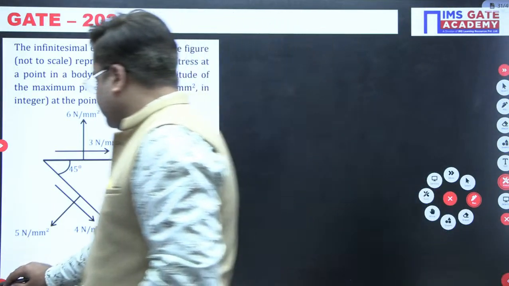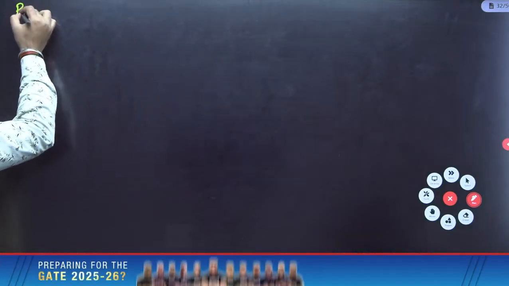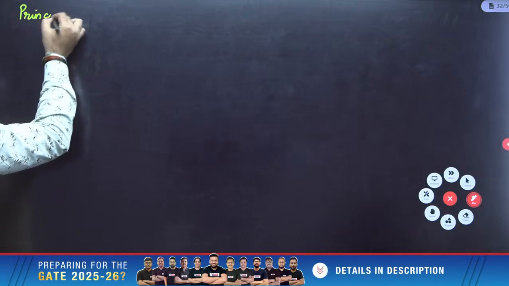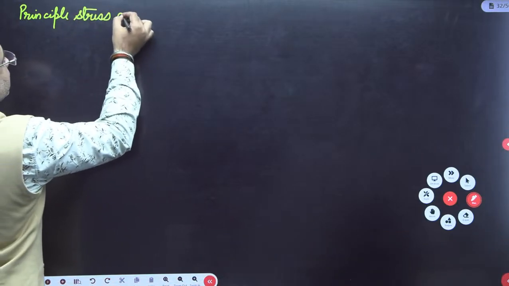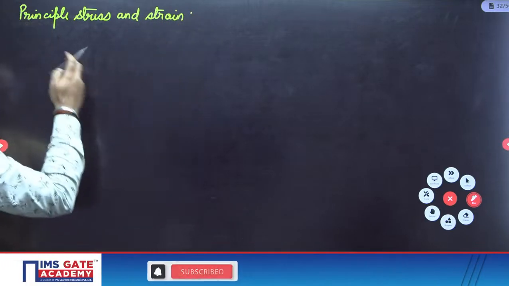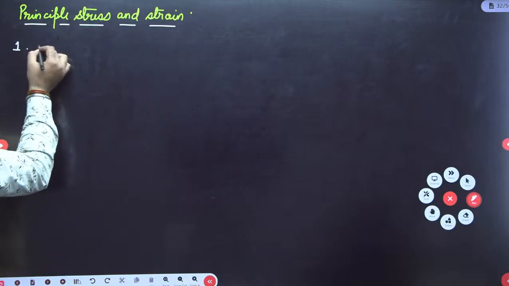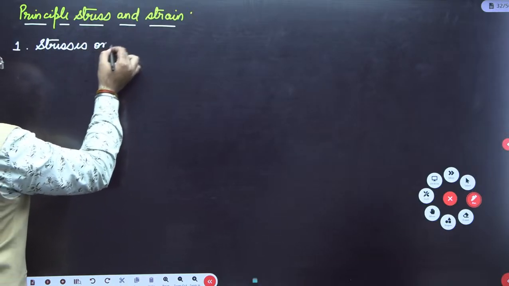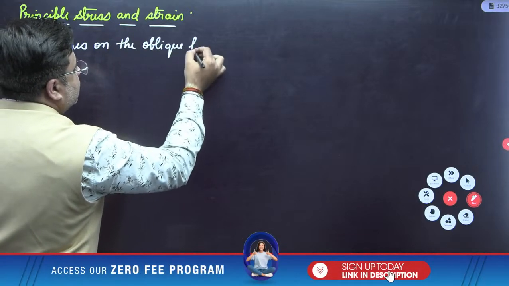Let's see this. You can make a formula sheet like this. You can give the heading principal stress and strain. This is the name of the chapter. And then you have first, stresses on the oblique plane.